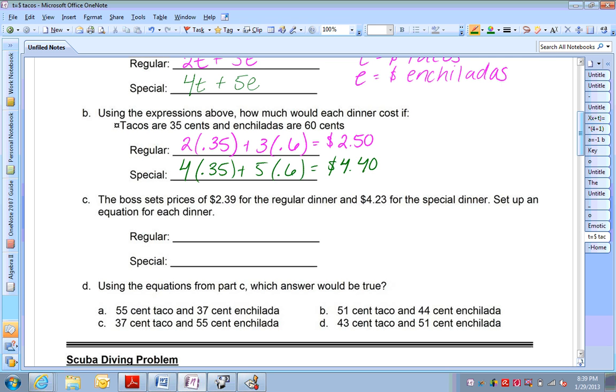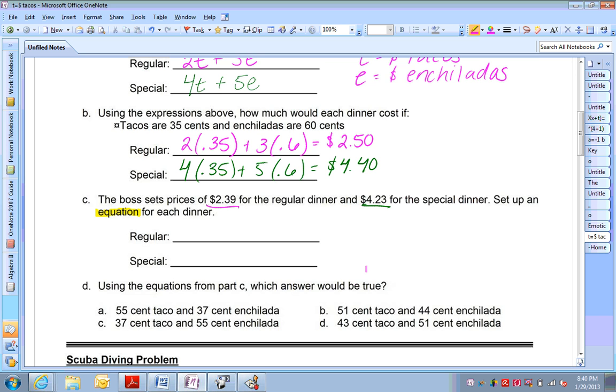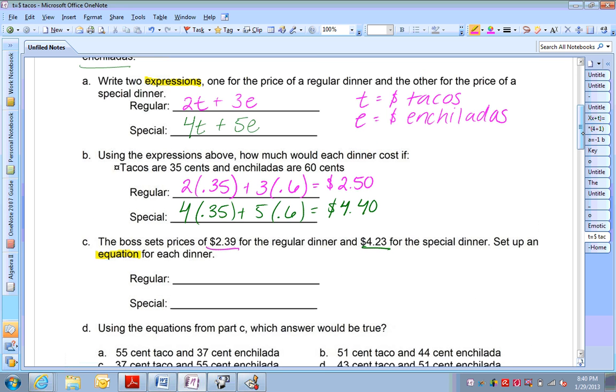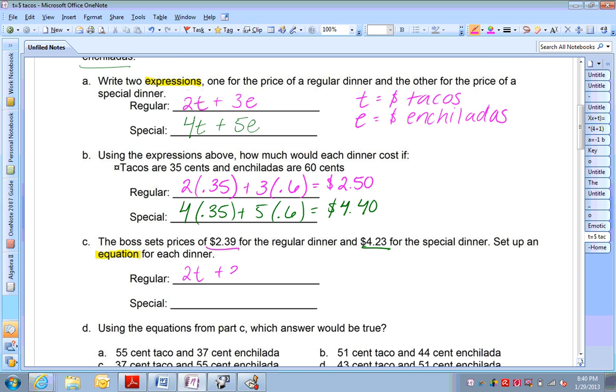Alright, now part C, the boss is changing it up on us. He sets the price of the regular and special dinner at $2.93 and $4.23. And they ask us to set up an equation. Now remember, I told you an equation is different than an expression. An equation requires an equal sign. So we are going to take the expressions that we took in part A. So for the regular dinner, it is 2T plus 3E. That expression was the cost of a regular dinner. Now, that has to be set equal to $2.39, the boss is telling us.